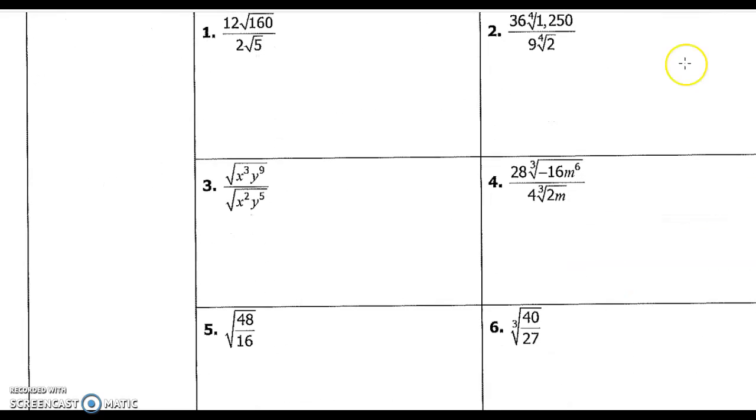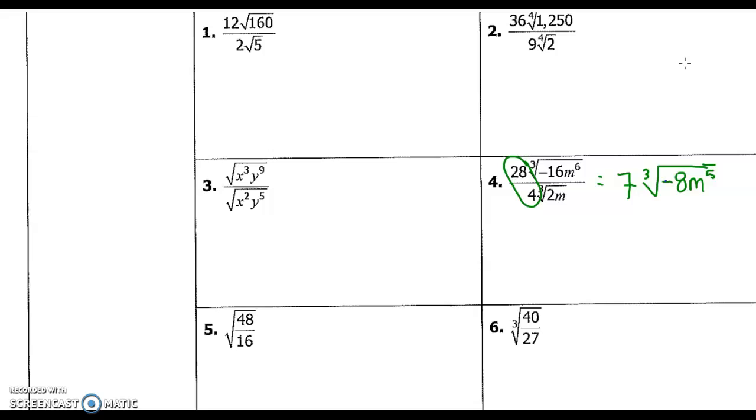All right, so same thing on number 4. On the outside, I have 28 over 4, which I can make 7. They're both cube roots, so I can reduce what's inside. So negative 16 over 2 would be negative 8. M to the 6 over m would be m to the 5th. And remember, when you divide like bases, you subtract the exponents.